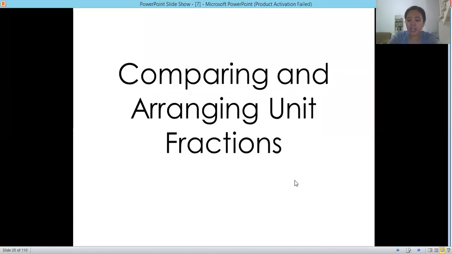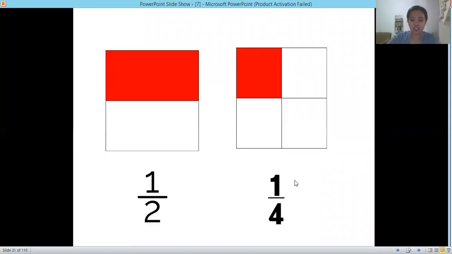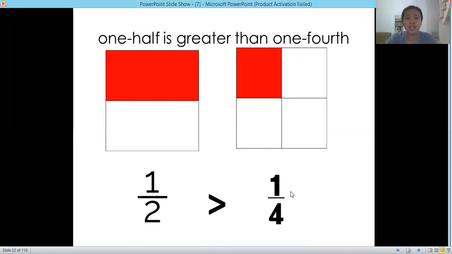Okay po? Now, let's compare and arrange our unit fraction. So, we have here 1/2 and 1/4. Which one is the biggest? 1/2 or 1/4? Ready? Show. Okay, 1/2 is greater than 1/4. As you can see, the colored part is bigger than the one in 1/4. So, 1/2 is greater than 1/4.